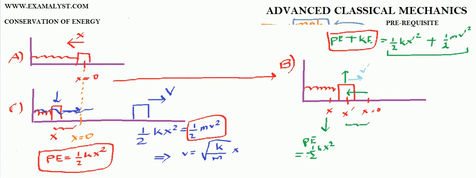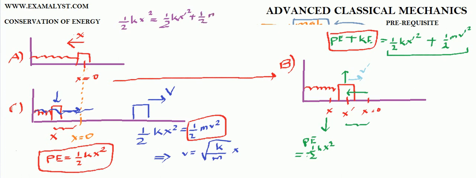So what is the total energy in case 1? In case 1, the total energy was only the potential energy, that is half k x square. Then in between, where it was neither completely detached nor completely attached, so this is x, it has both potential energy, half k x dash square, and it has kinetic energy.